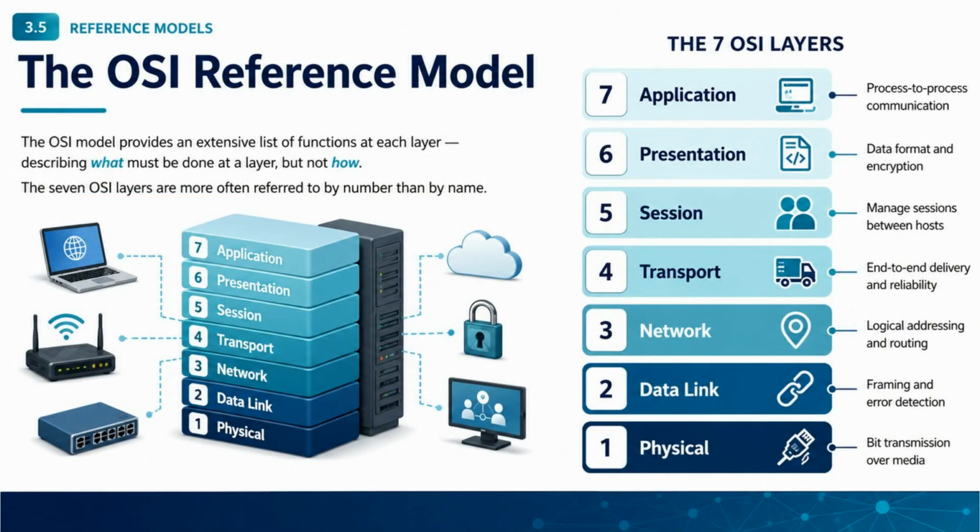The OSI 7-layer stack, shown on screen top to bottom. Application, presentation, session, transport, network, data link, physical. OSI describes what each layer must do, not how. Students will hear these layers referred to by number far more often than by name. Layer 3 means network. Layer 2 means data link.